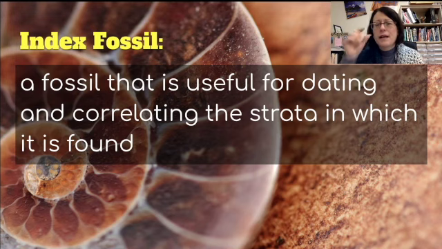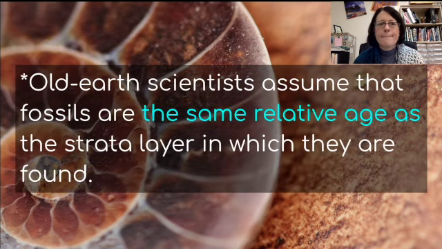They would have said that, yes, of course, we see mostly marine organisms at the bottom because those were the first affected by the flood, so they would be in the first layers put down by the flood. Then, as the waters rose, it started to affect organisms that lived on the land, and so then that's why you see them in the upper layers, because they would have died later and been deposited later during the flood. So this is an old Earth scientist technique. Old Earth scientists assume that fossils are the same relative age as the strata layer in which they are found.